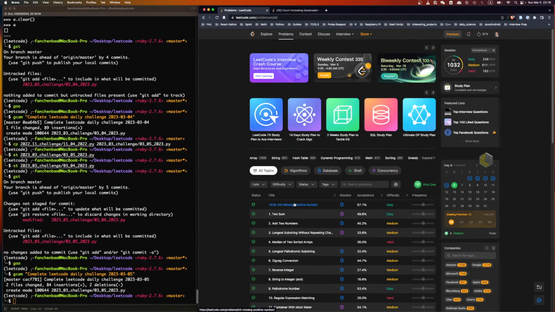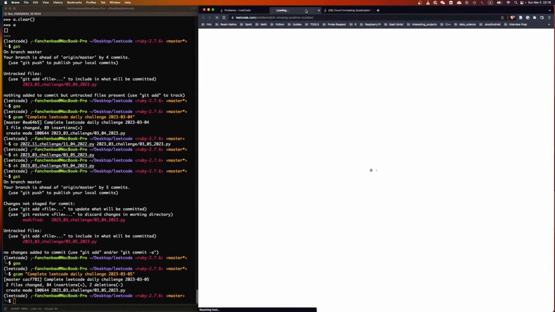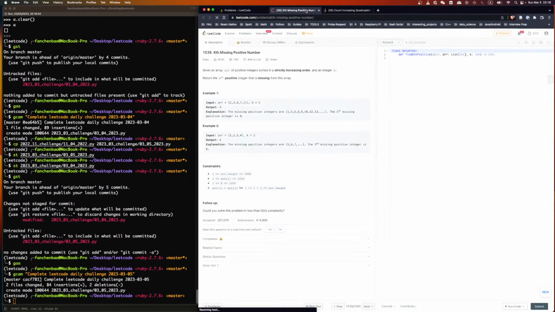Kth missing positive integer. Old question. Given an array of positive integers sorted in strictly increasing order, and an integer k, return the kth positive integer that is missing from this array.